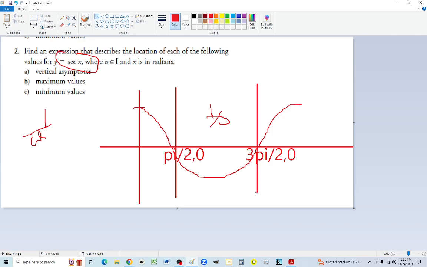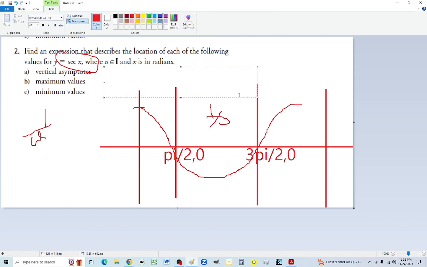And they will repeat, the difference between them is every pi, where n is any integer and x is in radians. So we're going to have a vertical asymptote at x equals pi over 2 plus n pi, onwards. You'll find vertical asymptotes, and it's plus and minus, backwards every pi, repeating forever and ever. You will find those asymptotes.